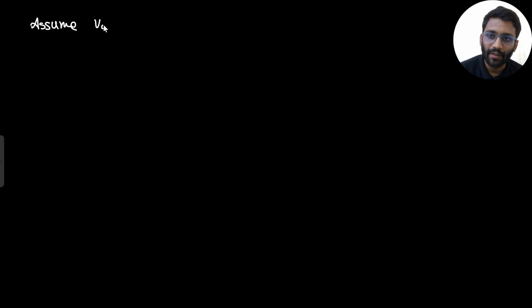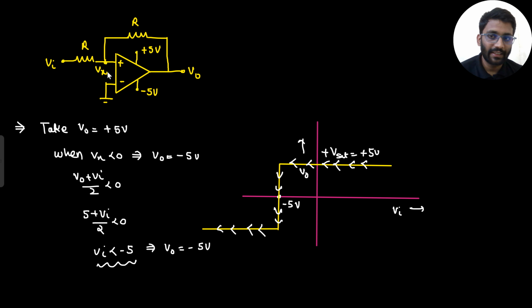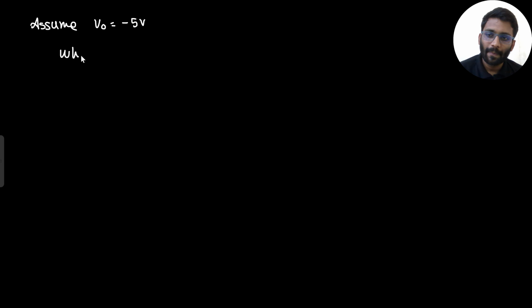Assume my V naught is minus 5. Now you are moving from minus 5 to plus 5. So my V naught is minus 5. When Vx is greater than 0, what will happen? My V naught will be plus 5. What is my current V naught? Current V naught is minus 5 only.